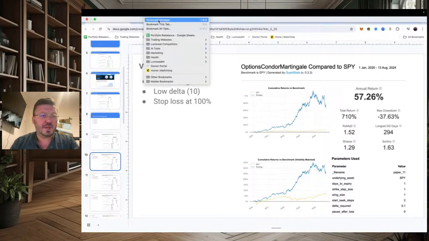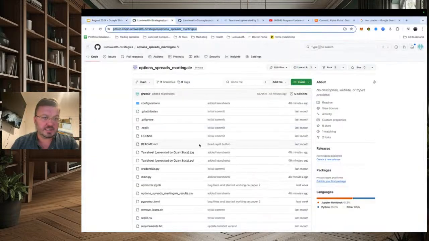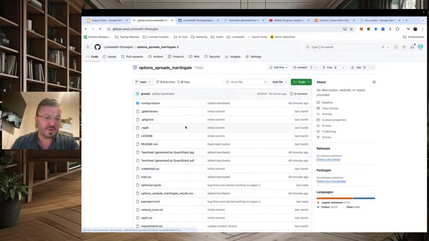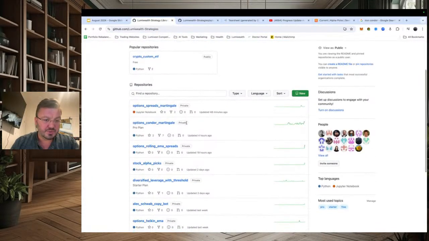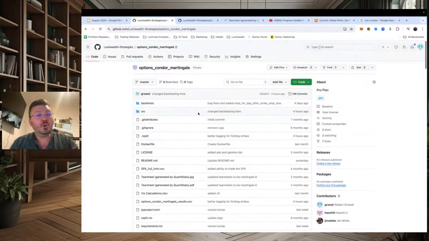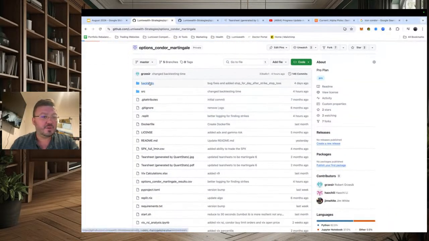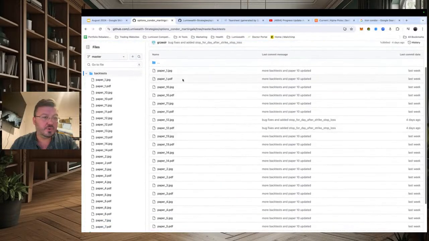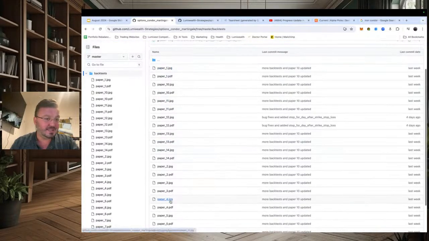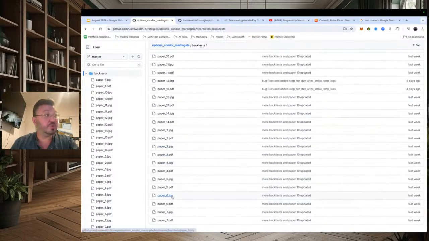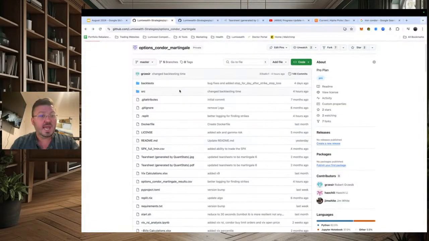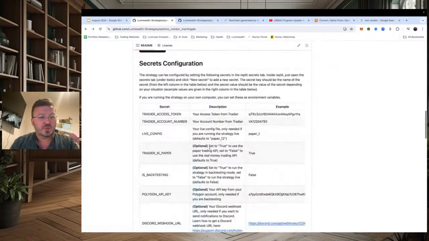And again, available if you want to run these inside of the strategy library. Just go to the Condor Martingale. And now when you run this, we actually have all the backtests in here. So you can go through all the different backtests, version 1, version 2, all of them are available. You can go through each one of them. And when you run this, you now have something called live config to pick which version you want to run.